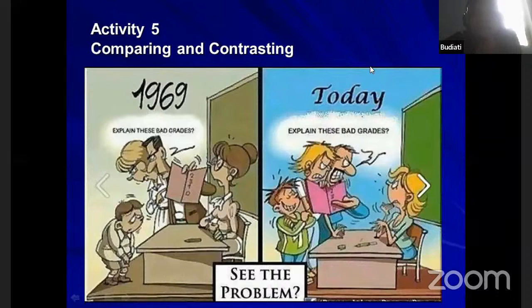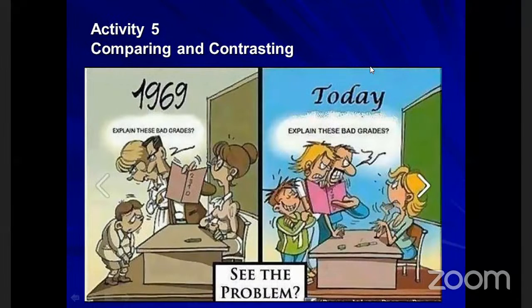Are you still with me? Yes, ma'am. Okay, please. In 1969, students don't get good grades, and parents and teachers blame the student. And parents look angry, teachers don't care, and students look sad.